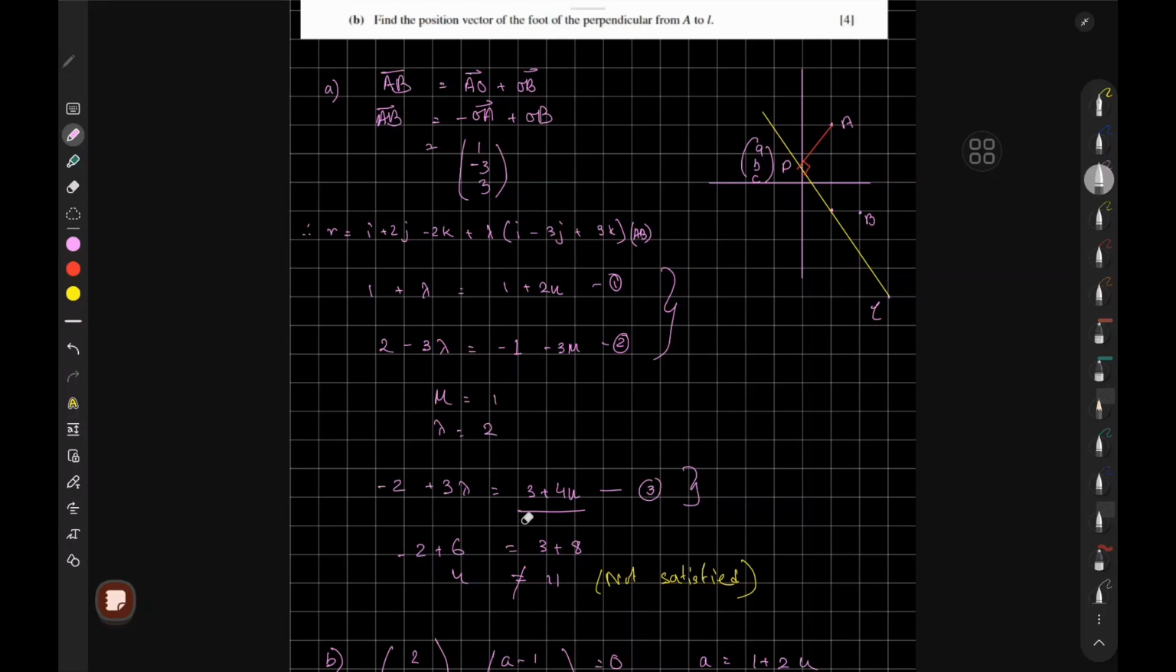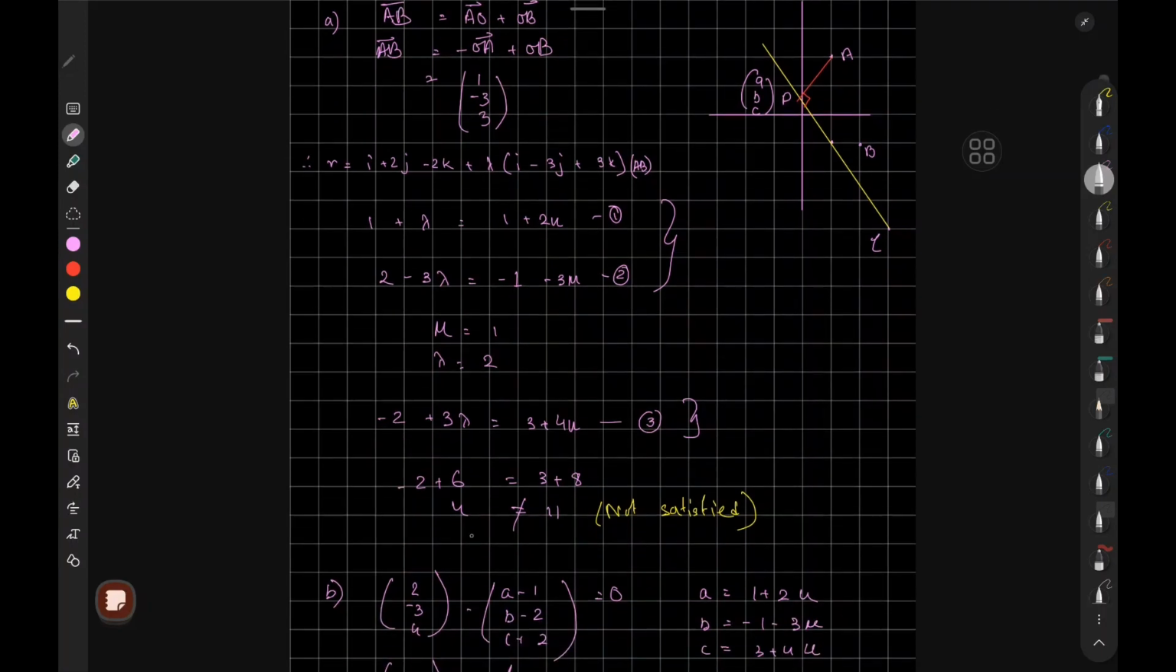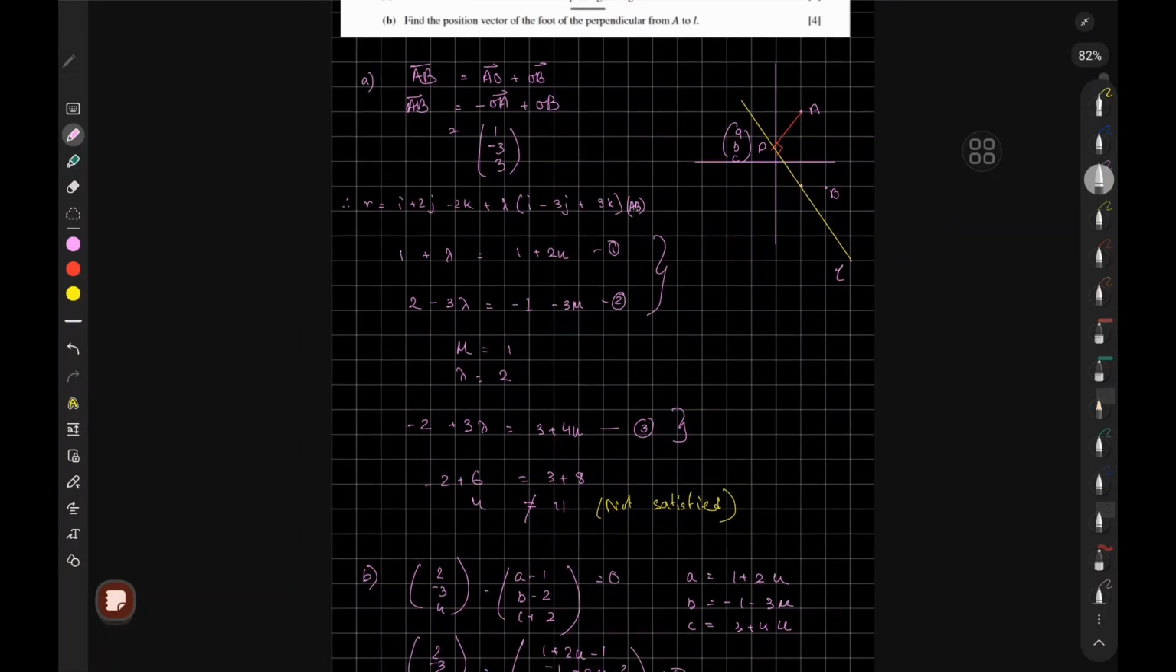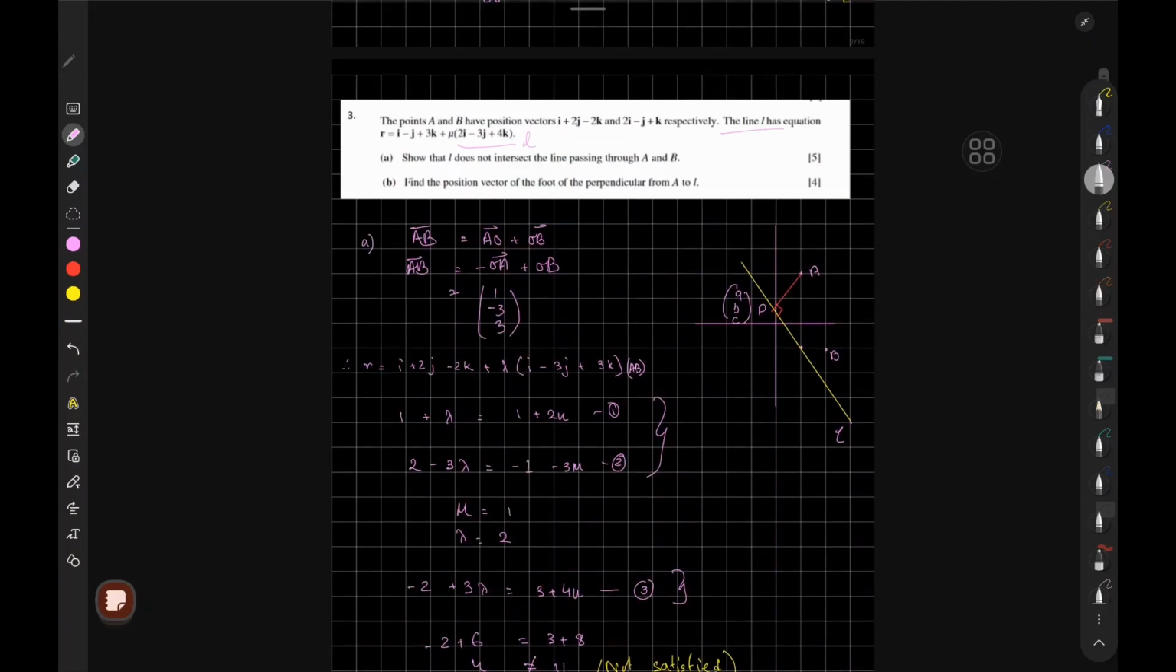Nice. So you plug in the values and you get 4 on this side and 11 on that side, which are not equal. If both of the values were 4, or both were 11, or both were the same, then they would be intersecting and the answer would be wrong. But in this case the answer matched and A is correct.